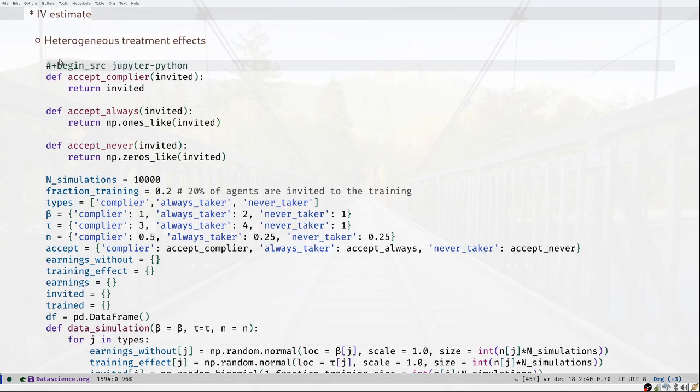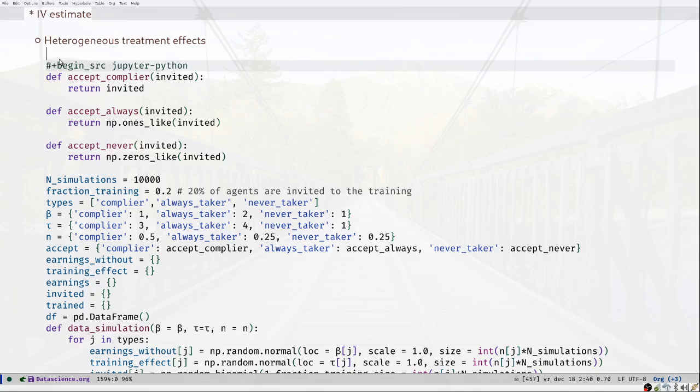In the instrumental variable analysis that we did, we assumed that everyone had the same treatment effect, beta_EW, and in the main analysis we set this to 0. But in many applications we expect different effects for subgroups, and this makes it more subtle to find the treatment effects.